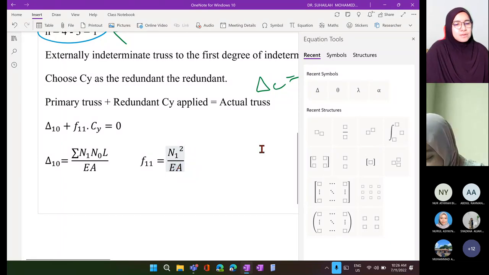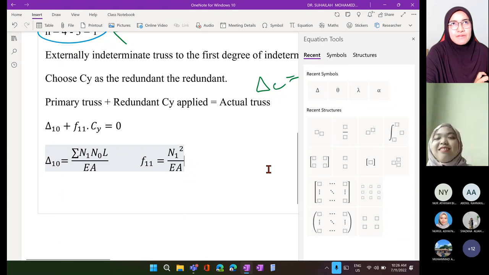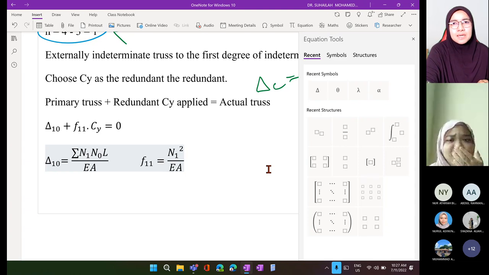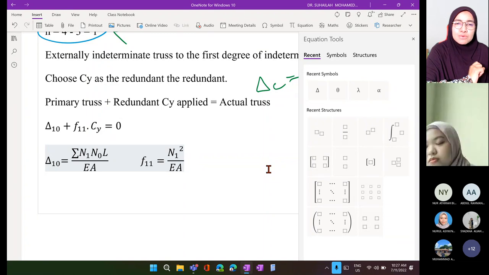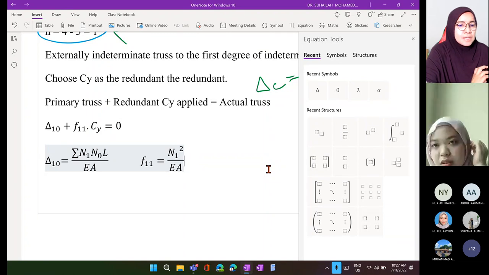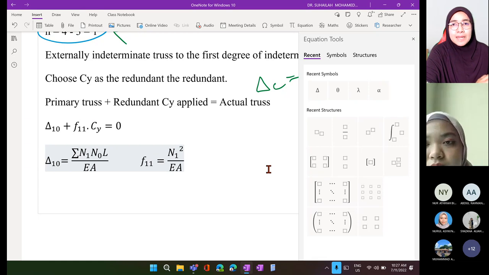EA. In truss, we have to consider the axial effect. In beam and frame, we consider bending effect, which is EI, the flexural rigidity. EA is the axial rigidity. So the truss deflects due to the axial effect, EA, not EI anymore.